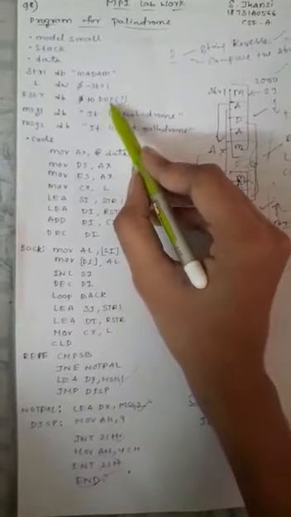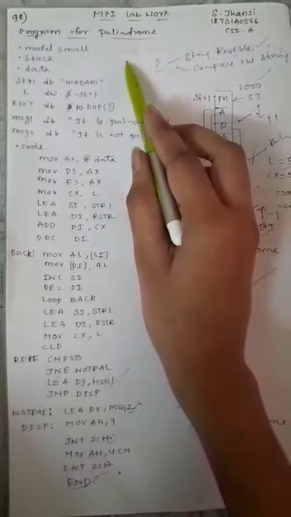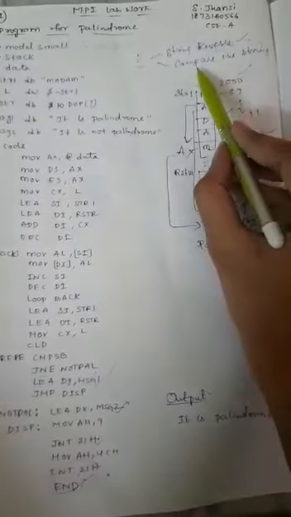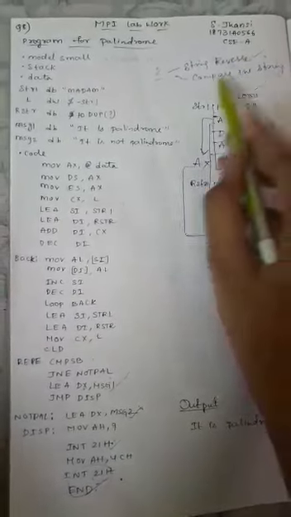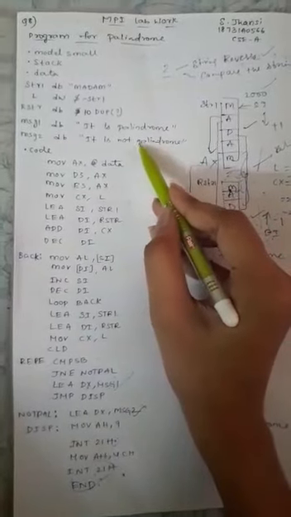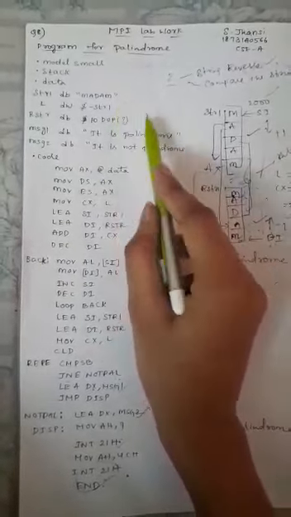Now consider the reverse of the string. To check whether the given string is a palindrome or not, first we have to do two things. First, I have to reverse the string and compare the reverse string with the original string. If both are the same, then we print the message it is a palindrome. If not, we print the message it is not a palindrome. That comes under the data segment: message 1 and message 2.